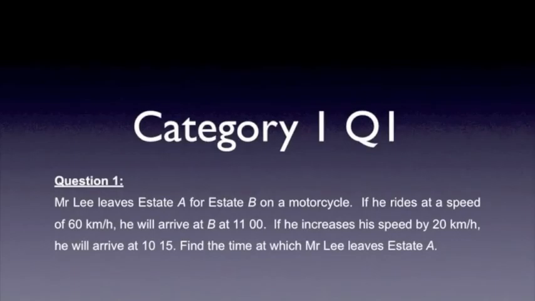Category 1, Question 1. Mr. Lee leaves Estate A for Estate B on a motorcycle. If he rides at a speed of 60 km per hour, he will arrive at B at 11 o'clock. If he increases his speed by 20 km per hour, he will arrive at 10:15. Find the time at which Mr.